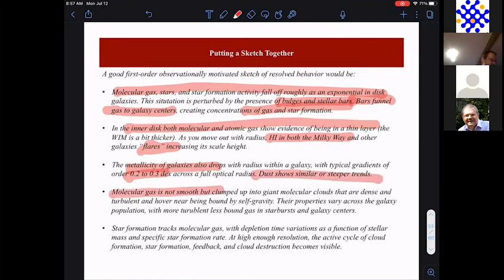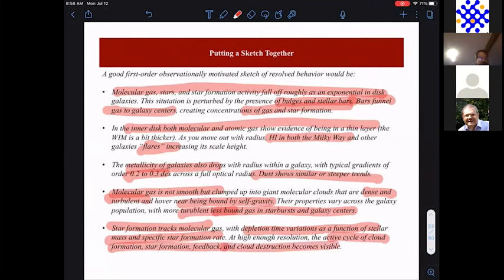The molecular gas is not smooth, but clumped up into giant molecular clouds. These things are dense, they're turbulent, and they hover around being bound by self-gravity. Their properties do vary across the galaxy population, and one of the senses of this is that there's more turbulent and less bound gas in starburst and galaxy centers. Star formation tracks the molecular gas, with depletion time variations observed as a function of stellar mass and star formation rate, but dependent on our knowledge of the CO to H2 conversion factor. And then at high enough resolution, the active cycle of cloud formation, star formation, and feedback, as well as cloud destruction, becomes visible in high resolution observations.